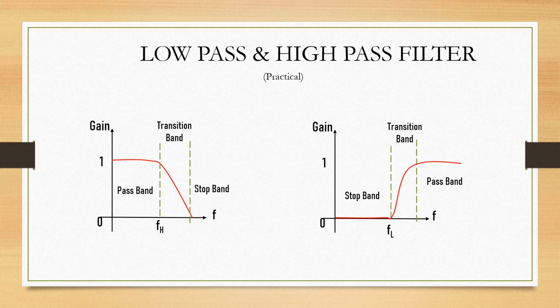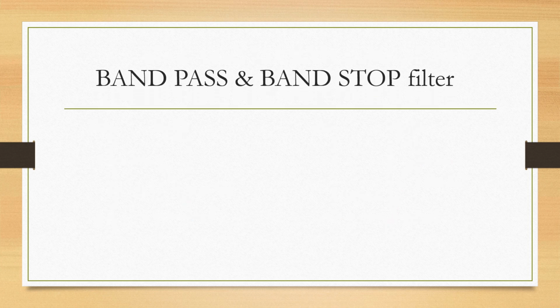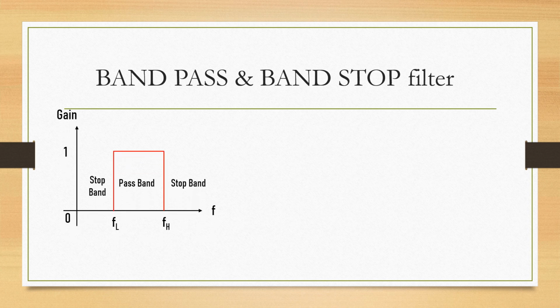Moving on to the next part, the band pass and band stop filter. In a band pass filter, there are two stop bands and one pass band, where the frequencies in the range FL to FH are allowed to pass, whereas the frequencies outside this range are blocked. That is, the frequencies from 0 to FL and FH to infinity are stopped or blocked. So that's why we call it a band pass filter.